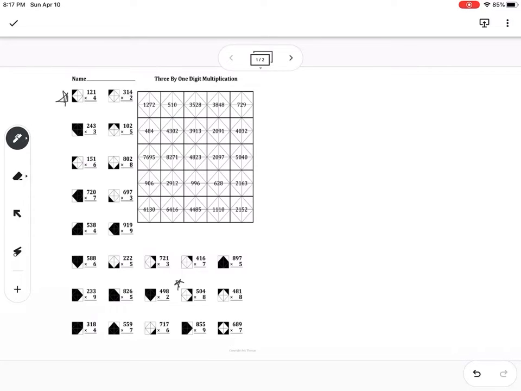So 121 times 4. I always like to put the small number first. So I'm going to put 4 times 121. I'm going to go to my scratch paper and I'm going to write 4 times 121. All right? And just like we do with a 2-digit multiplying problem, I know that that means I have to repeat 121 4 times. So I'm going to do that right here.